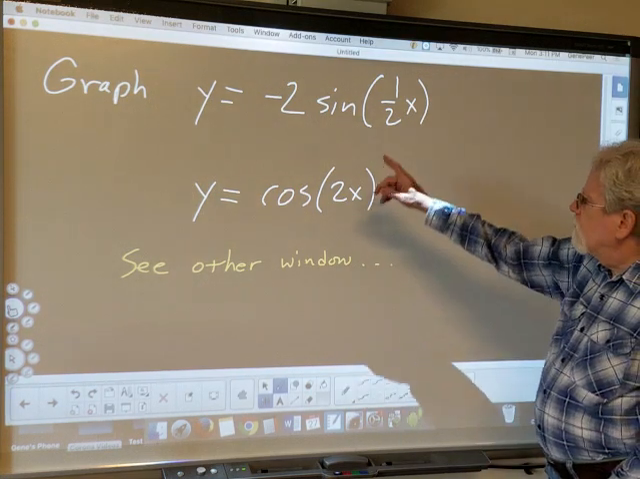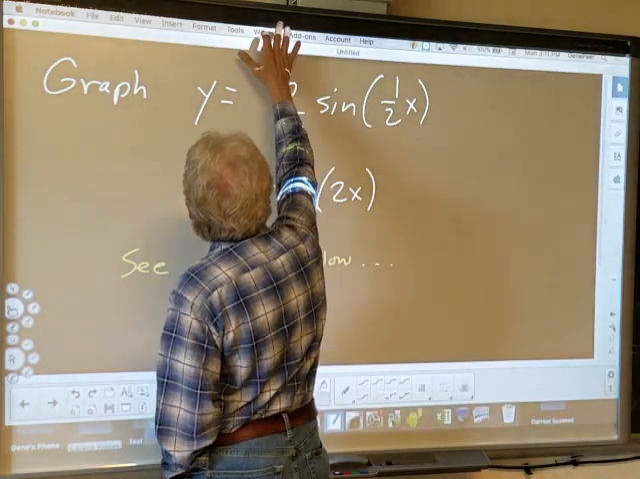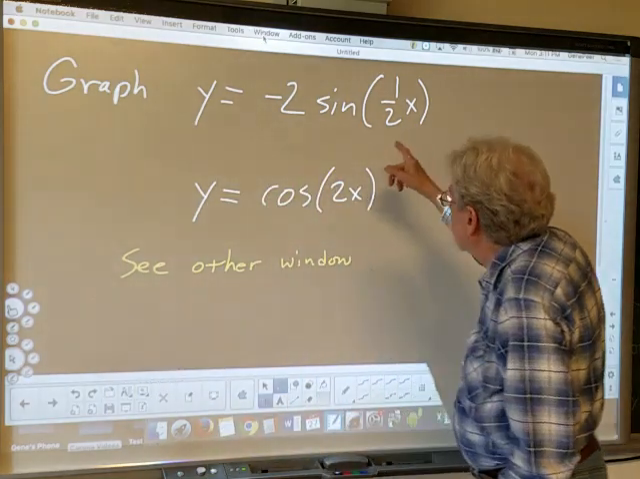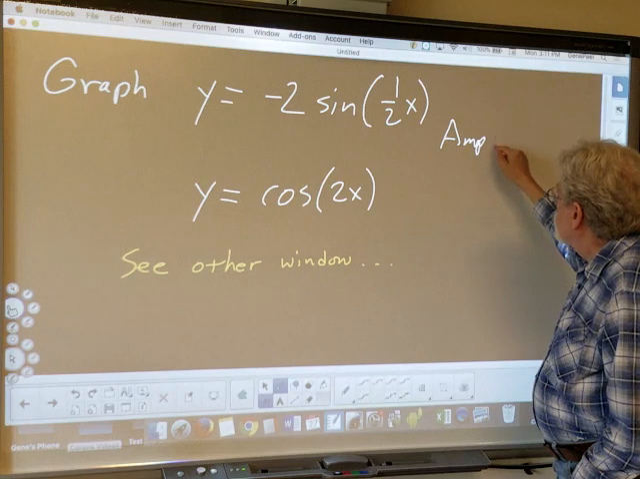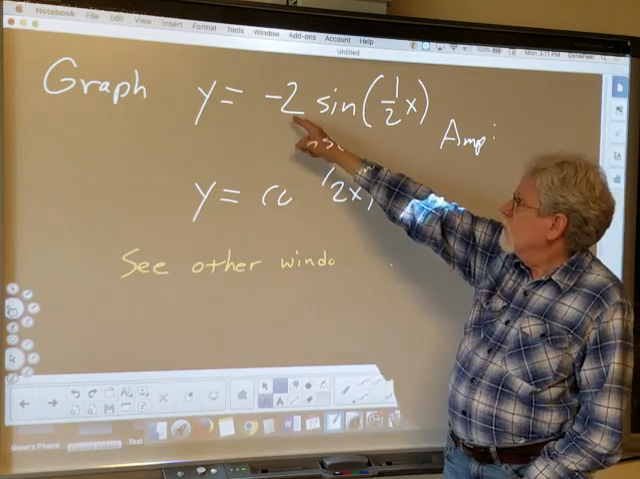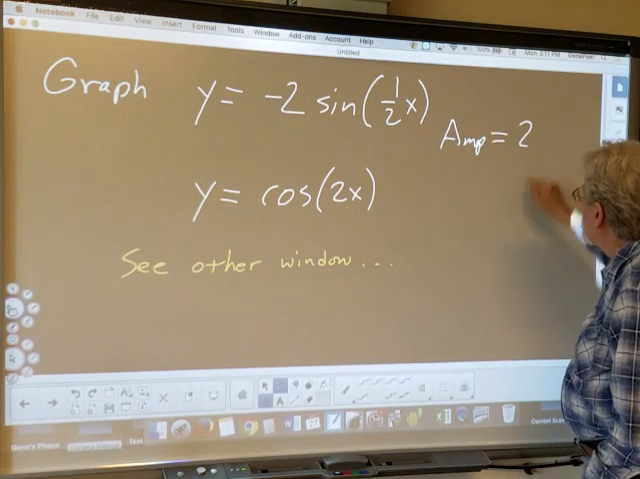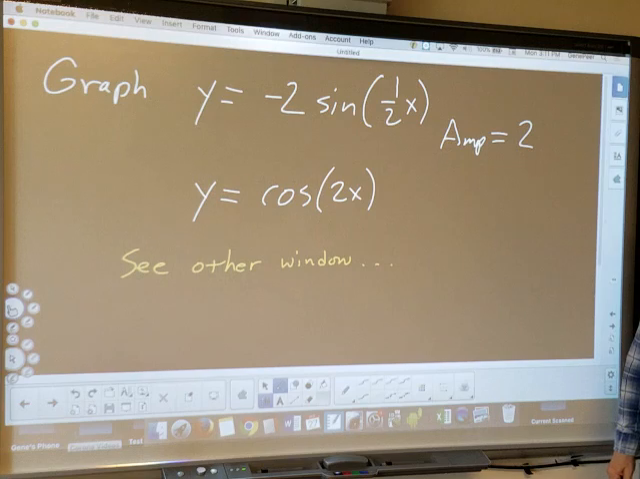Let's try to graph these two functions, and I have a window set up for that. But before we go to that window, let's consider two things. Amplitude of this one. Amplitude is 2. Not -2, but 2. Let's put an equal sign. The amplitude is 2. Absolute value of the A number.